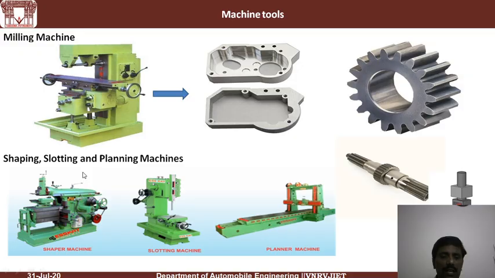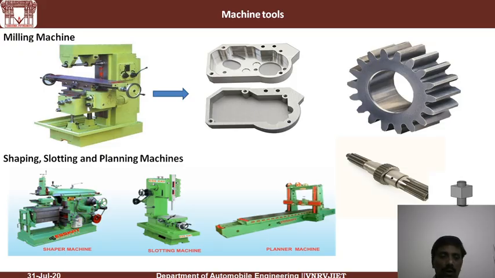Similarly, shaping, slotting, and planing. This is another category of machine tools, where the cutting tool reciprocates; these machine tools use a reciprocating mechanism, whereas the milling machine and the turning or lathe machine convert rotary input to rotary output. Whereas for shaping, slotting and planing machine tools, the input is rotary, and the output, either to the workpiece or to the tool, is a reciprocating movement.